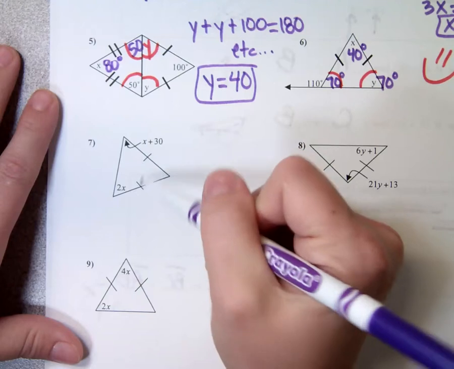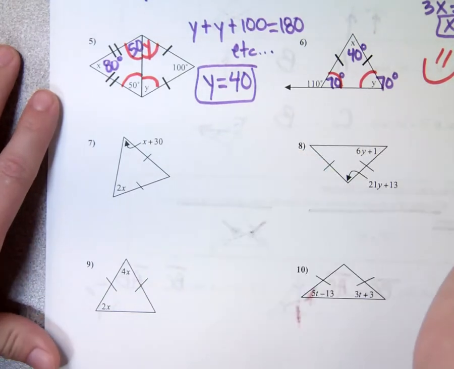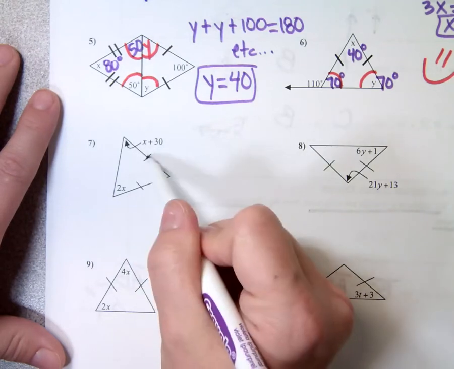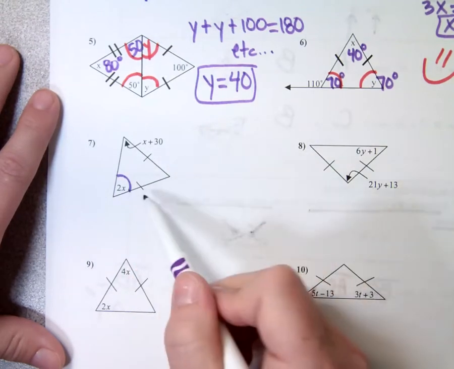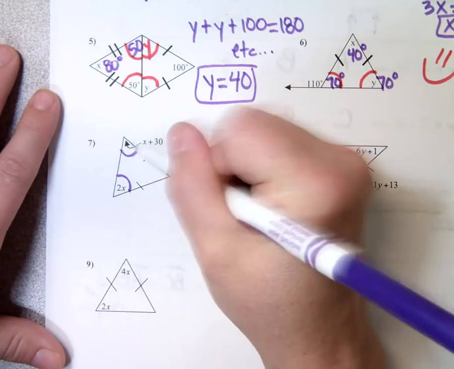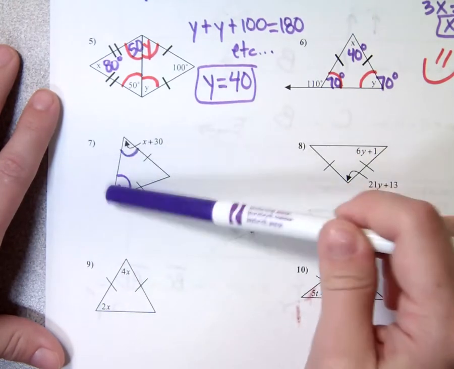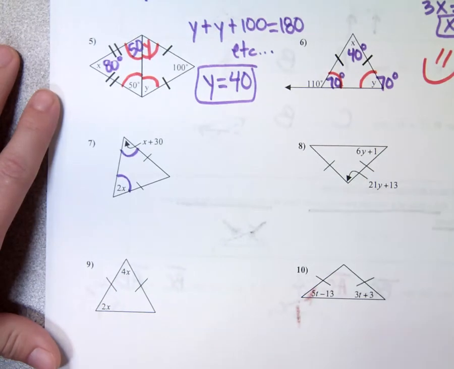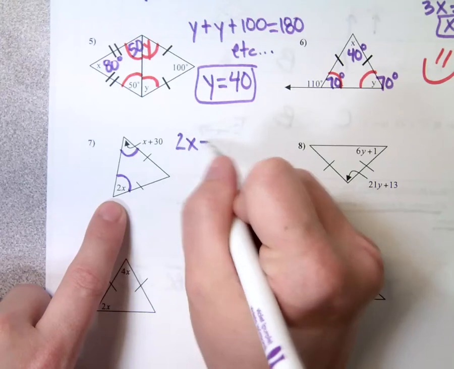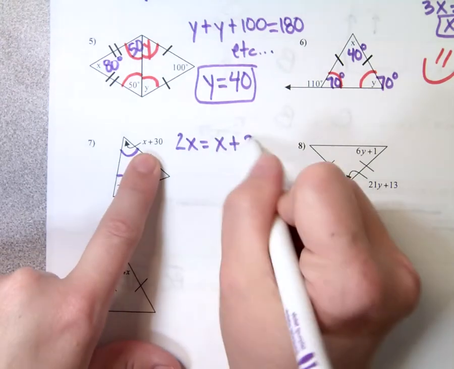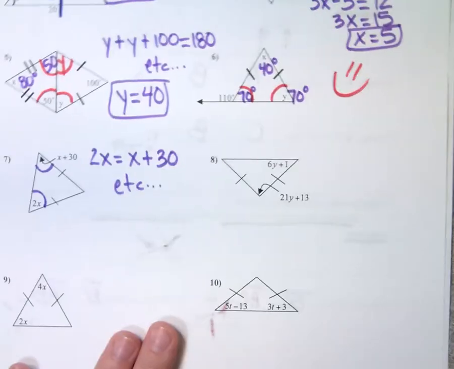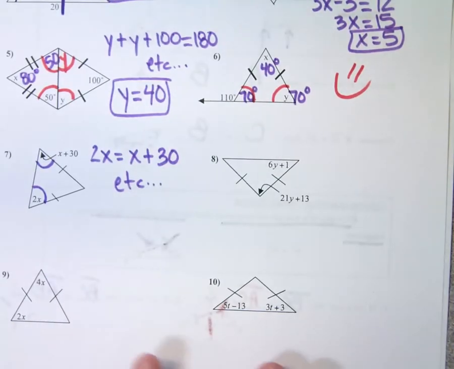I know that these 2 sides are congruent, so the angles across from them are congruent. So what angle is across from this side? The 2x. And which angle is across from this side? The x plus 30. So if these 2 angles are congruent, what's the equation? 2x equals x plus 30, etc. I'm not going to solve it. Let's move on. Number 8.